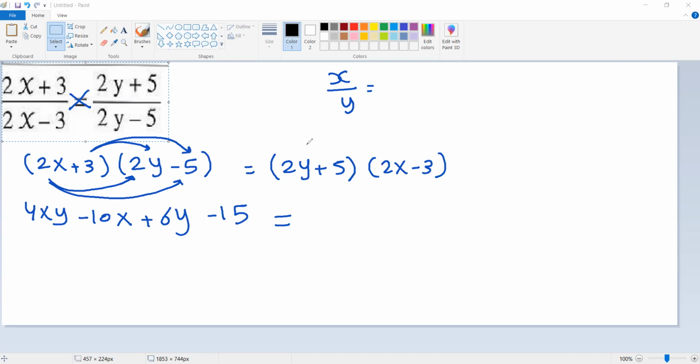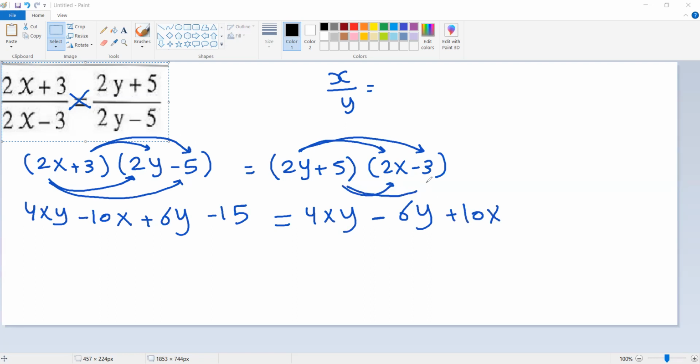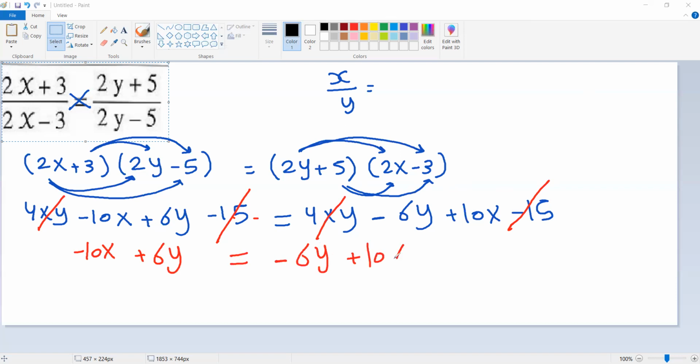Equals. Do the same here. Multiply 2y by 2x, it's 4xy. And multiply 2y by minus 3, it's negative 6y. After that, 5 by 2x, it's 10x. And 5 by minus 3, it's minus 15. We have minus 15 here and minus 15 here, so cancel them. And also we have 4xy and 4xy, one cancels the other out. You are left with negative 10x plus 6y is equal to negative 6y plus 10x.